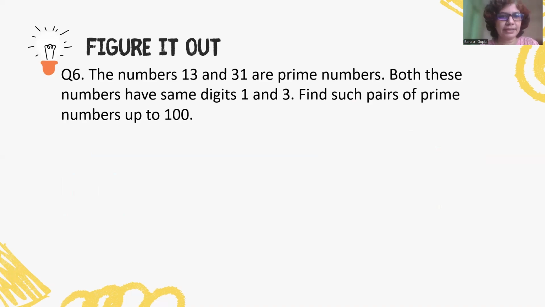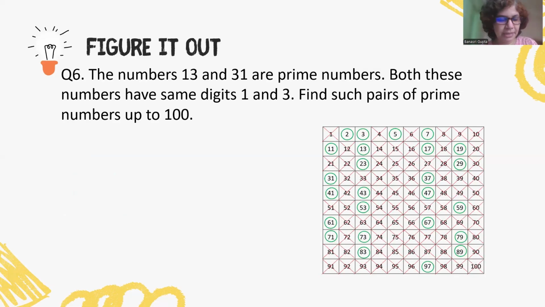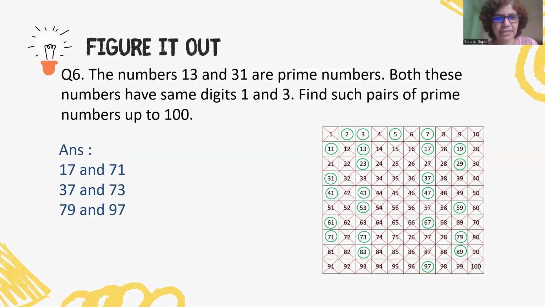The numbers 13 and 31 are prime numbers. Both numbers have the same digits, 1 and 3. Find such pairs of prime numbers up to 100. Let's see the diagram again. We can see that 17 and 71, 37 and 73, and 97 and 79. These are some of the prime numbers having the same digits.